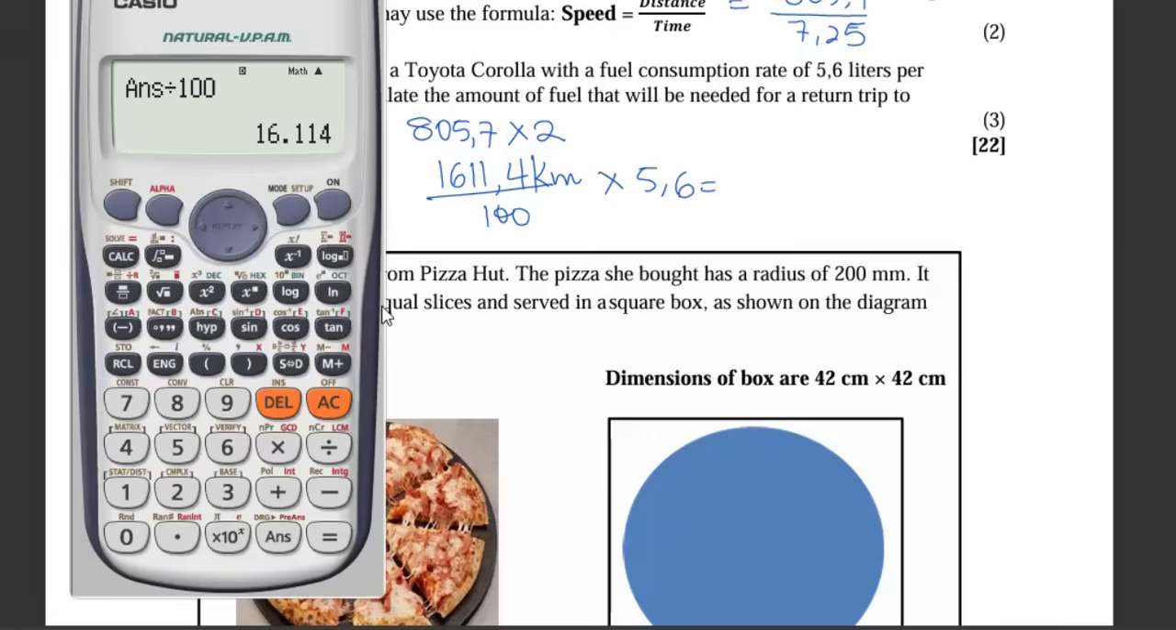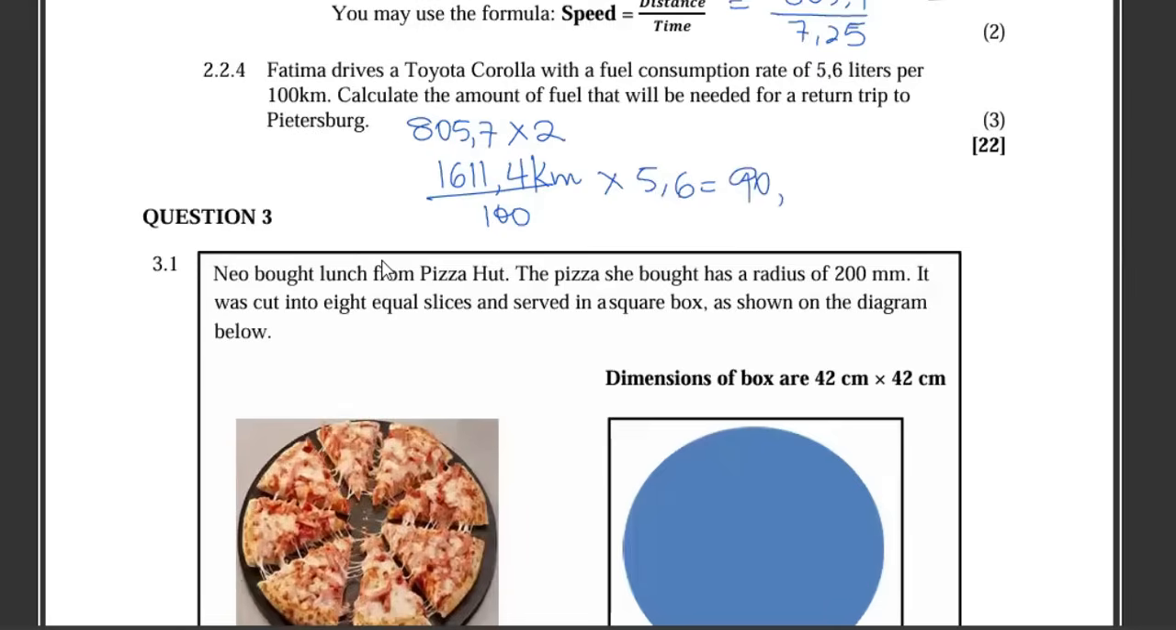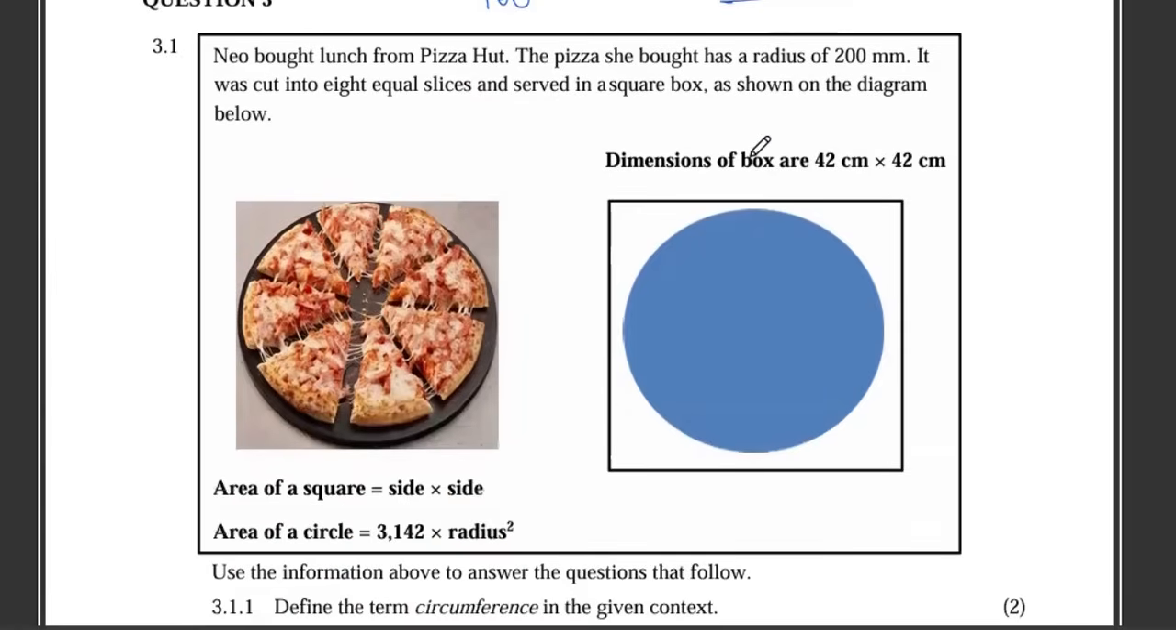16.114 times 5.6. It's 90.24 or so, about 90 liters. What did they say? They say round off? No. So that is the amount of fuel they need for a return trip. That marks the end of question number 2, and we come to question number 3.